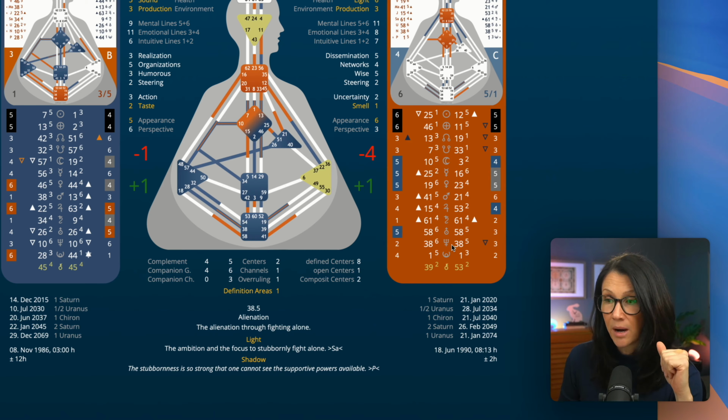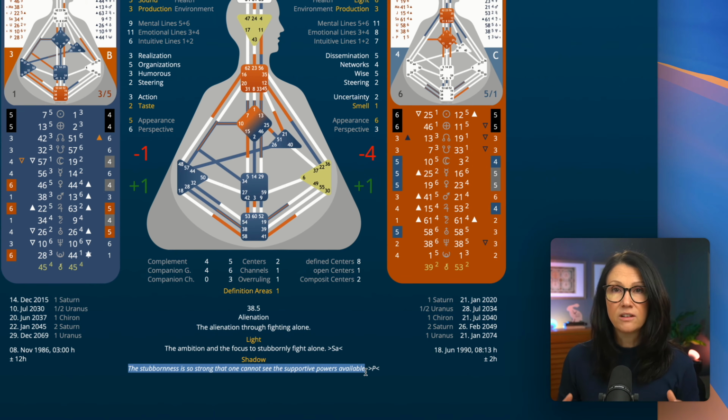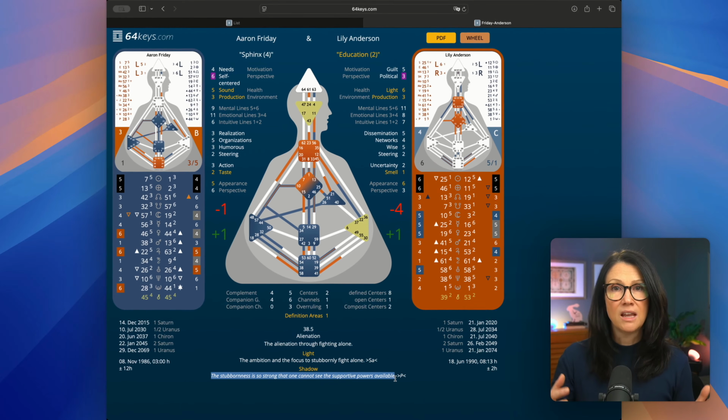So let's read about this one here, for example: the stubbornness is so strong that one cannot see the supportive powers available. So whenever Lily is with Aaron, she cannot see the support available. So this is probably a shadow quality that Aaron will know about Lily, because he can clearly see that she's behaving like this all the time.